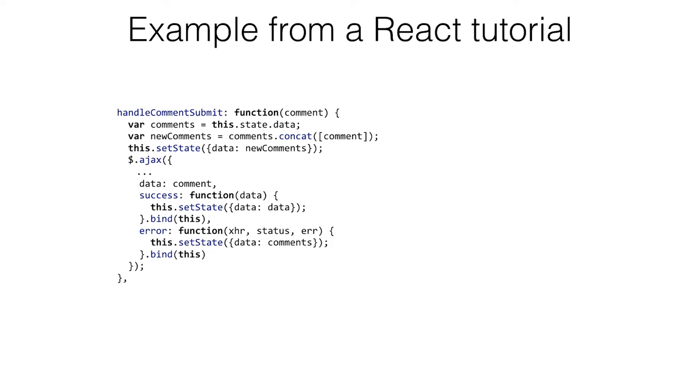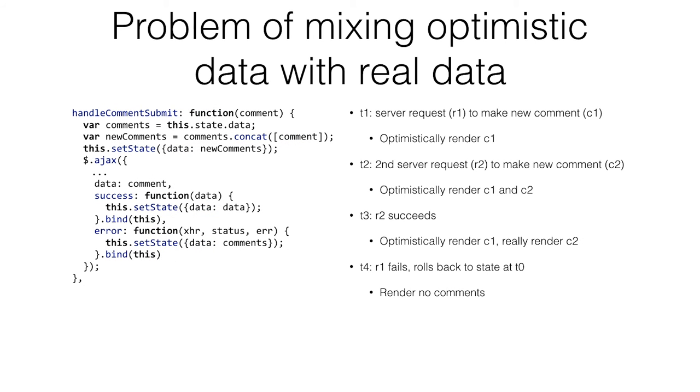Now you send it to the server. The server is going to send back the comments again, and you can replace the current state. Or if the server failed, you just have to revert back to the previous state. It stored a copy earlier. It's an immutable piece of data. Okay, so let's see how this goes wrong.